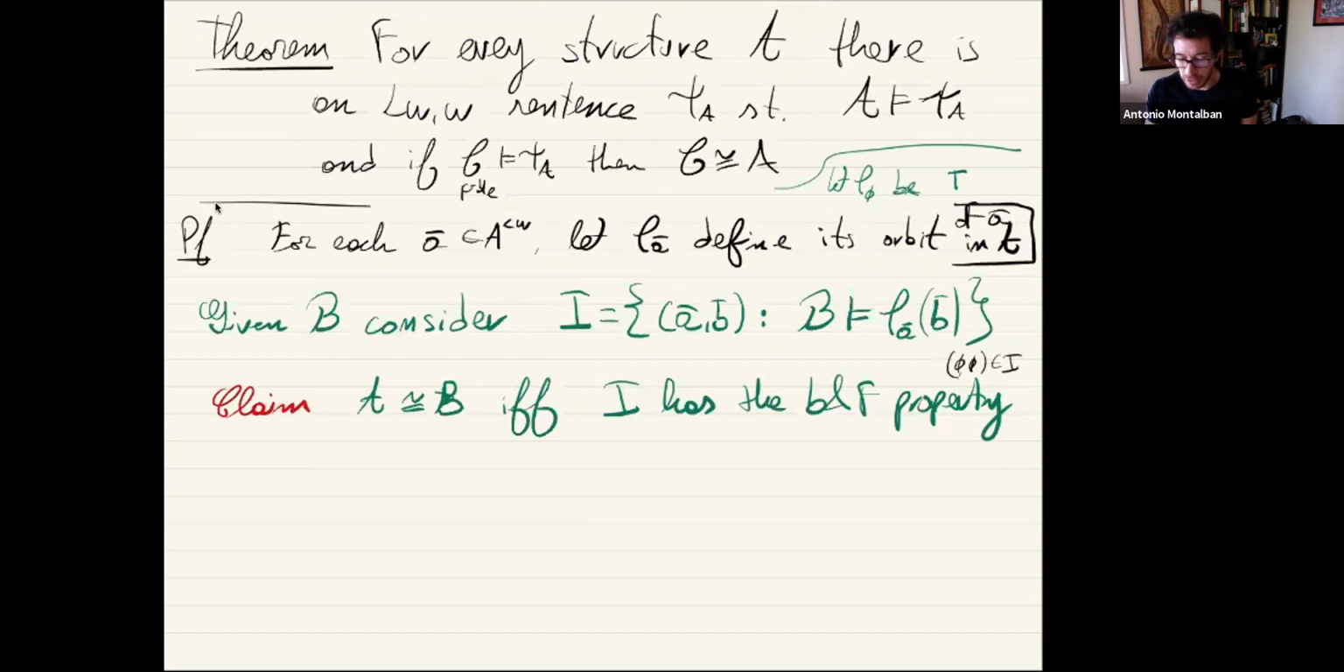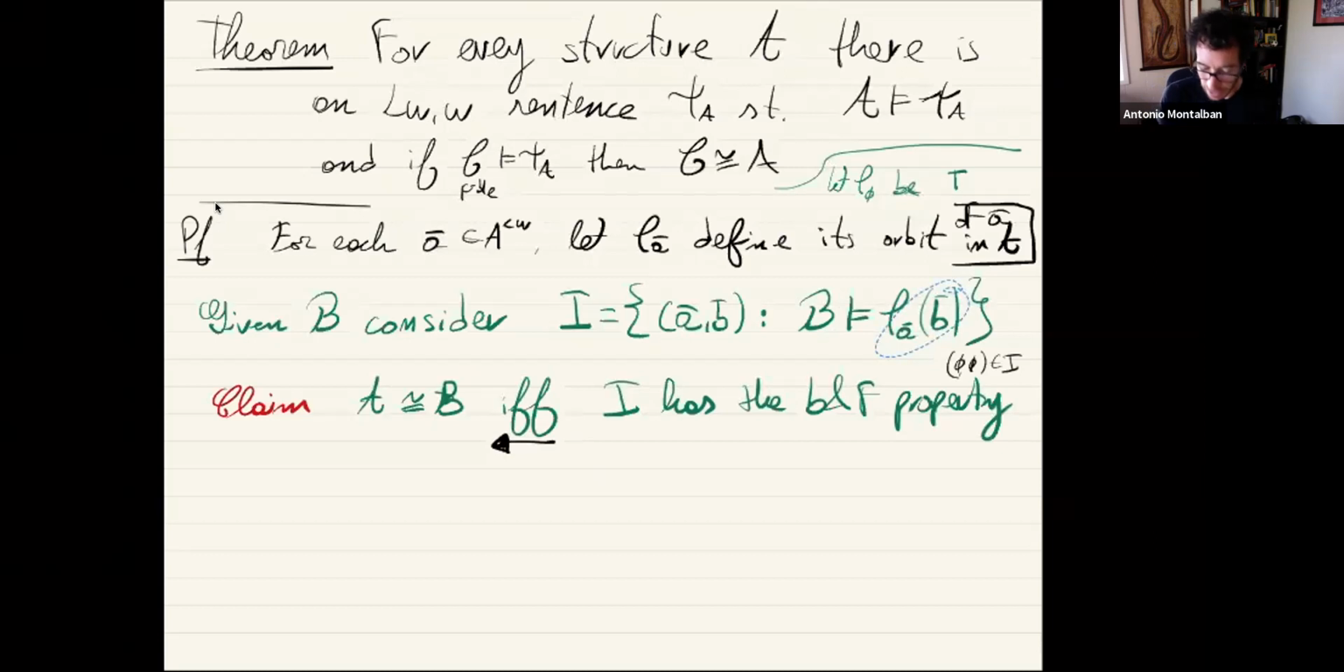So if it has the back and forth property, then A is isomorphic to B by the property of the back and forth sets that we defined before. Conversely, if A is isomorphic to B, we know what the formula phi A does: it picks up the elements that are isomorphic to A. So this is true of B if and only if A and B are isomorphic, and that satisfies the back and forth property.